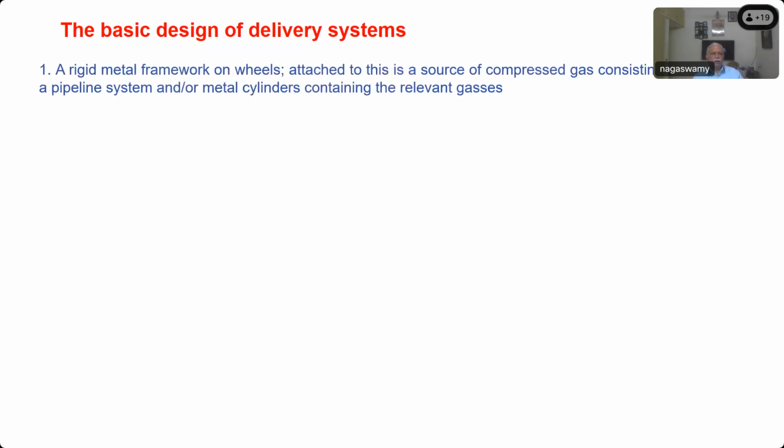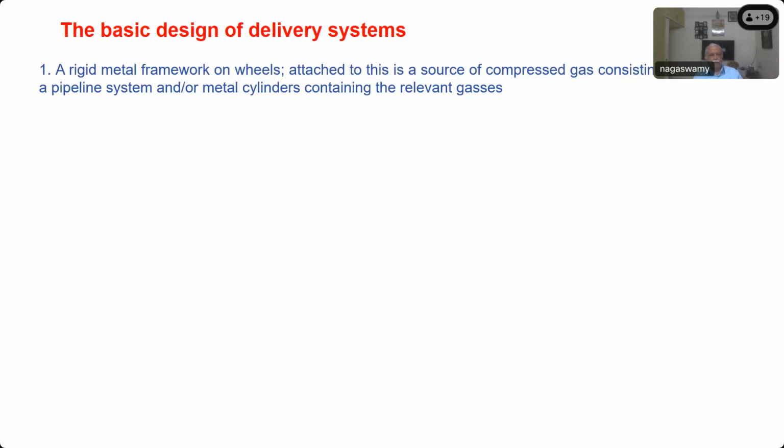This is a rigid metal framework on wheels. Attached to this is a source of compressed gas consisting of either a pipeline or metal cylinders containing the relevant gases. So this is the basic thing for any anesthesia machine. Now, can you think of other parts in the designing of a delivery system of this anesthesia machine? What is the other requirement?